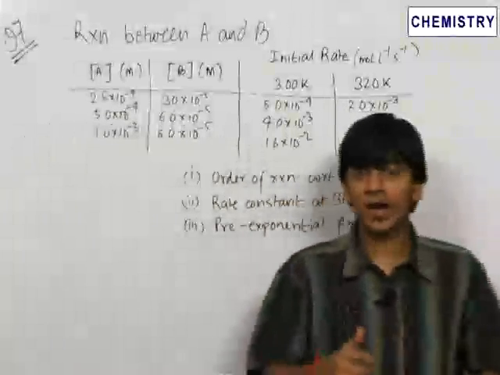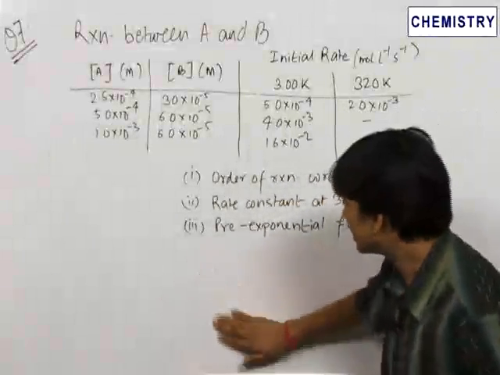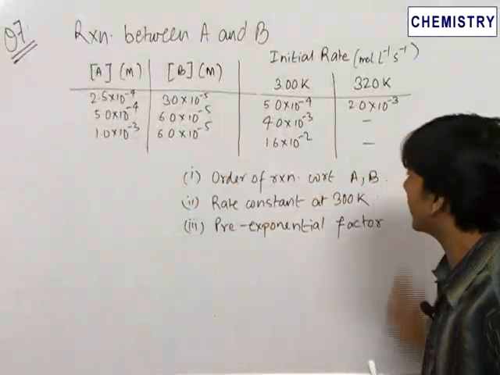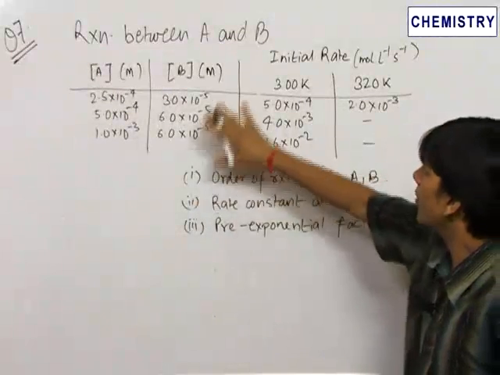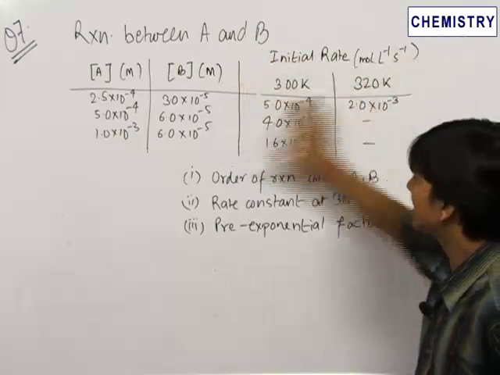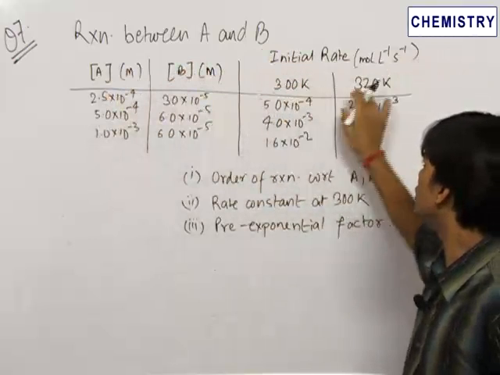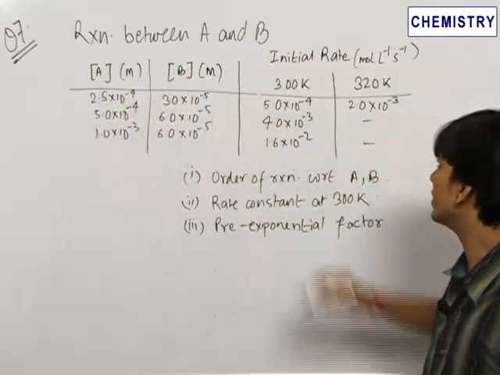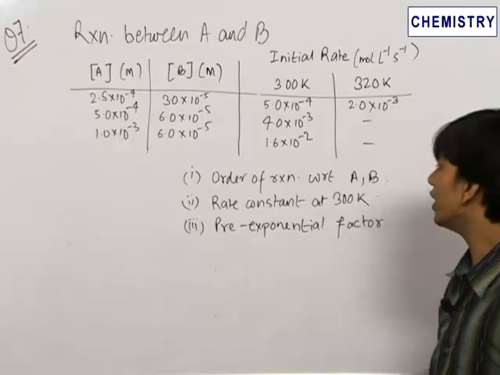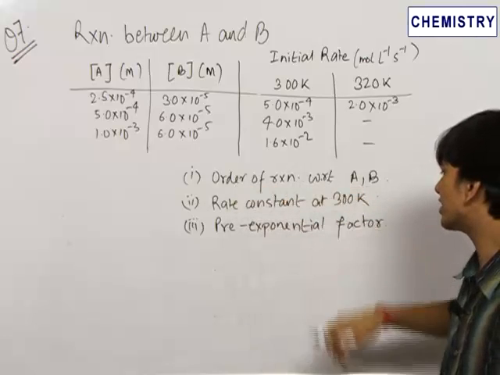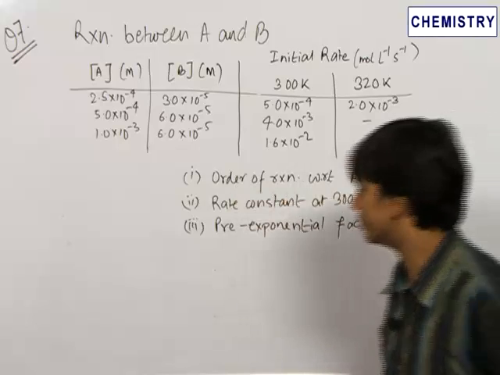The seventh question that we have is an important question to know and learn how to analyze data and manipulate data. We have been given a reaction between A and B, and this data is given initial concentrations of A, B for different values of temperature, 300 Kelvin and 320 Kelvin. The initial rate of reaction is given. We need to find out the order of reaction with respect to A and B, the rate constant at 300 Kelvin and the pre-exponential factor.